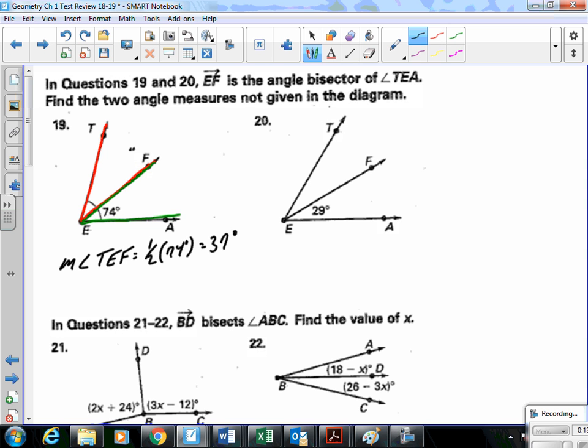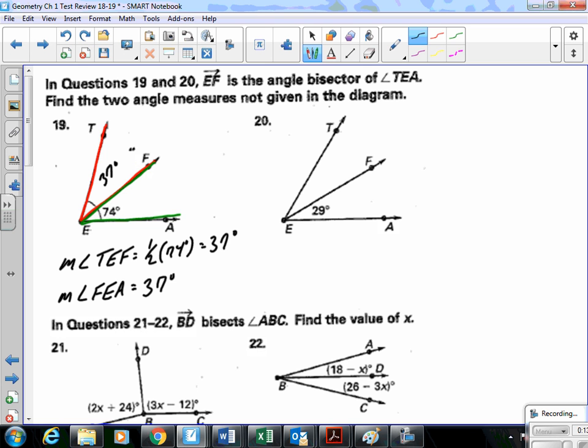Which is 37 degrees. And since it's a bisector, those two angles are going to be congruent, TEF and FEA. So if TEF is 37 degrees, FEA is also 37 degrees.